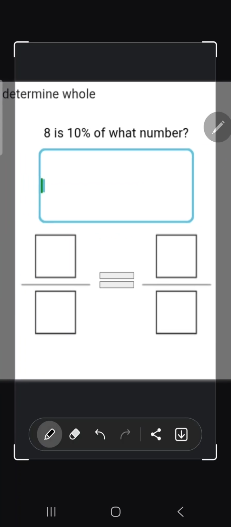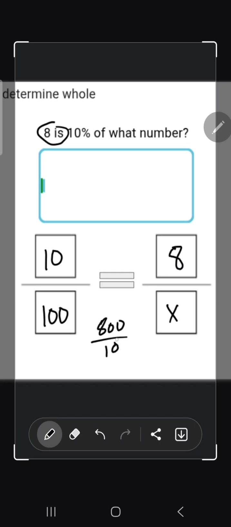Last one like this type. 8 is the keyword. 8 is the part. 10% goes over 100. And we're looking for the total or the whole. 8 times 100 is 800. Dividing by 10 in this case, so the answer is going to be 80.